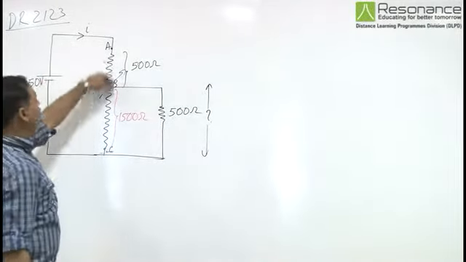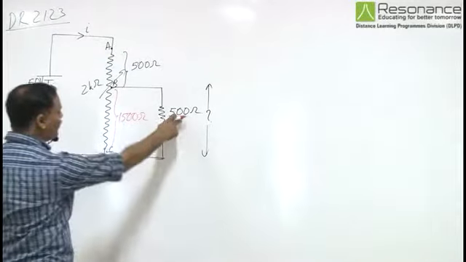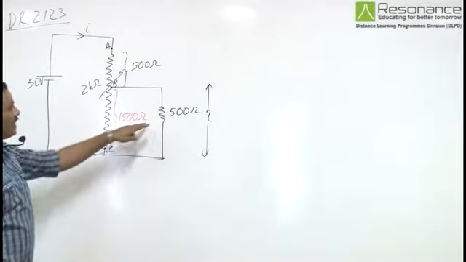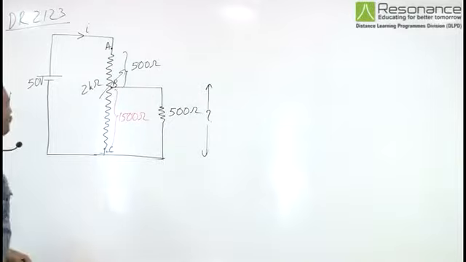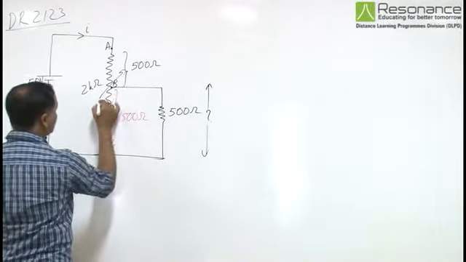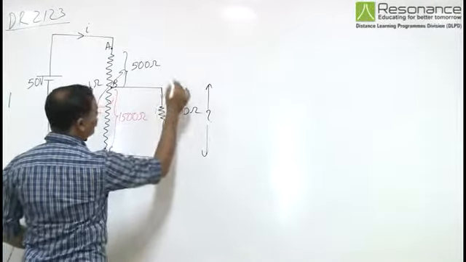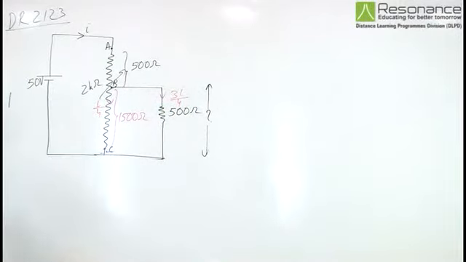So from here, if current I comes, the current will be distributed as 500 ohm and 1500 ohm are in parallel. And in parallel, if there are resistors, the current distributes inversely, that is, if through 500 ohm the current is I/4 through 1500, then through 500 it is 3I/4 current.